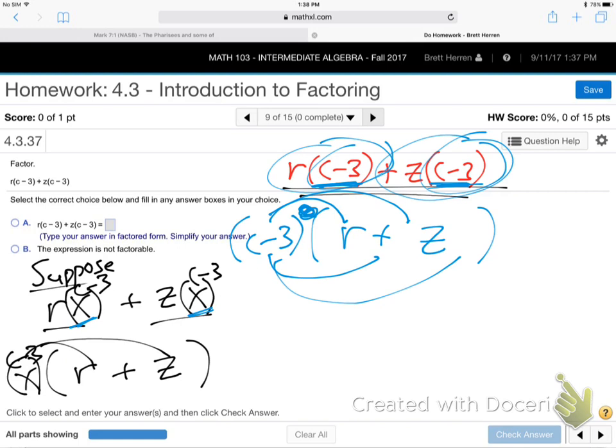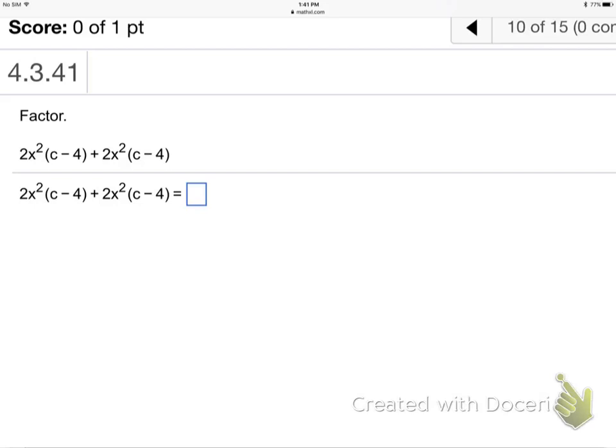Does the sign in the middle change? No, that's only when you take something out that has a negative in the very front, like if we had a negative like here. We didn't do that. All right. Okay, so there you have it.